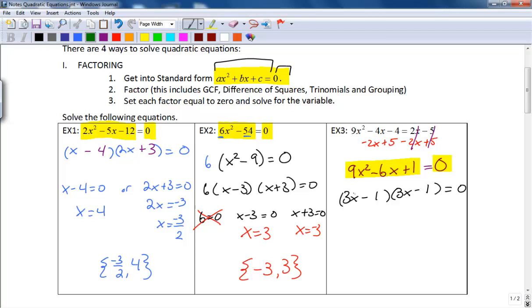If I were to distribute this, I'd have 9x squared minus 3x minus 3x. Negative 3x plus a negative 3x gives me my negative 6x I needed. And negative 1 times negative 1 is a positive 1. I factored it correctly. So now I'm going to set each factor equal to 0, and I'm going to solve for x.